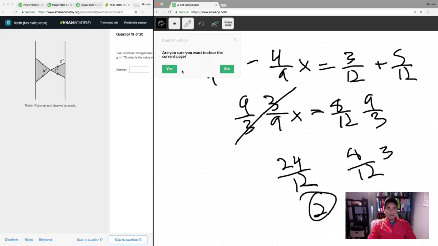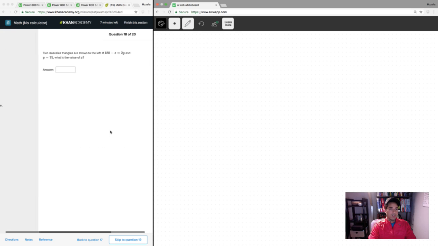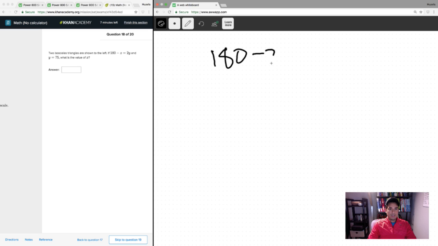Now this one, cool. So this is what I get to do for the first time because I couldn't see this image last time, it wasn't working. Note, figures not drawn to scale. Two isosceles triangles are shown to the left. If 180 minus z equals 2y and y equals 75, what is the value of x?